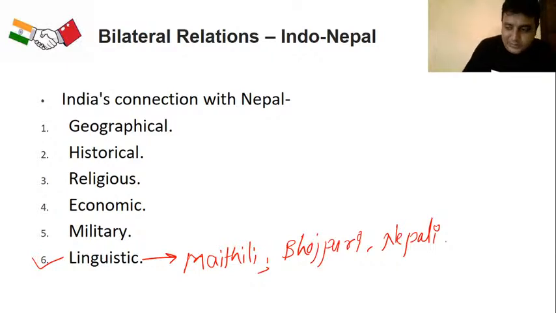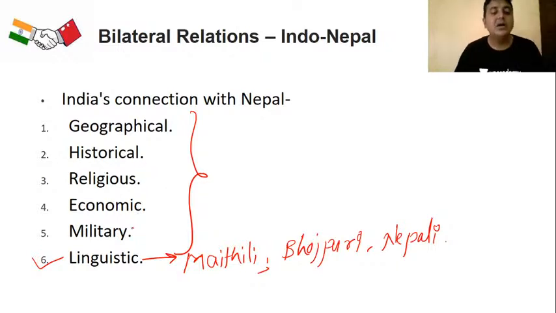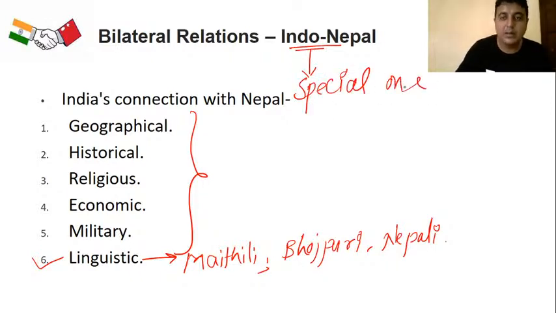So all these geographical, historical, religious, economic, military and linguistic connections made India-Nepal relations a special one. And because of that reason, India never equates Nepal with other countries. We always give preferential treatment to Nepal. It's just like the difference between a friend and a best friend. If a person is your best friend, they will definitely humiliate you in front of others, but if it is a friend, they always follow a sophisticated manner.